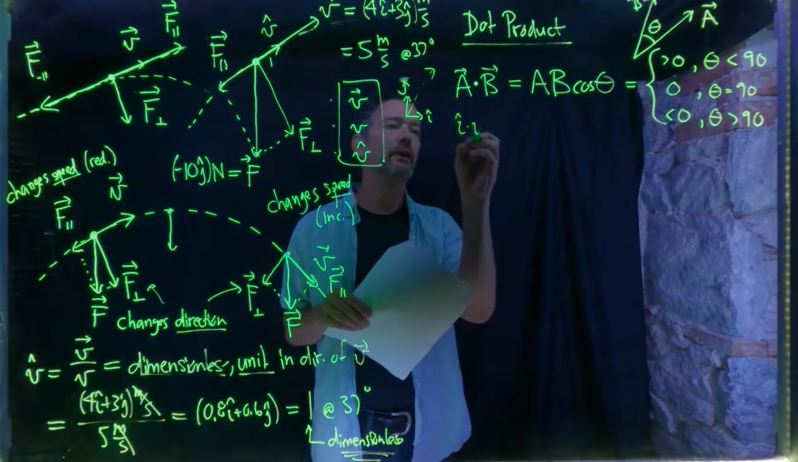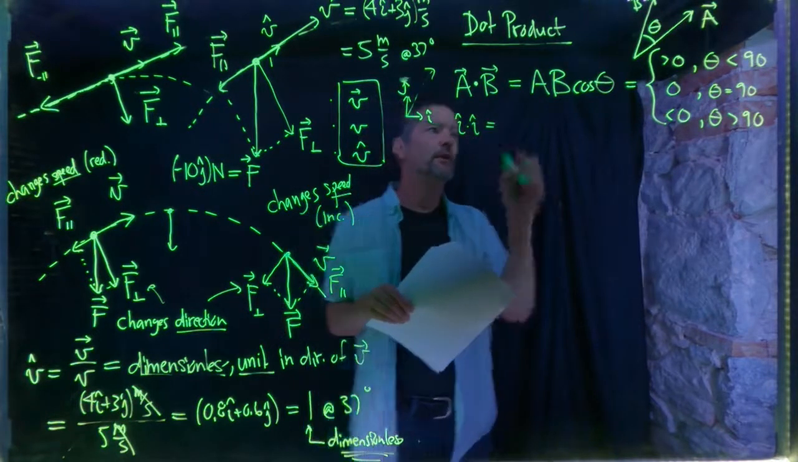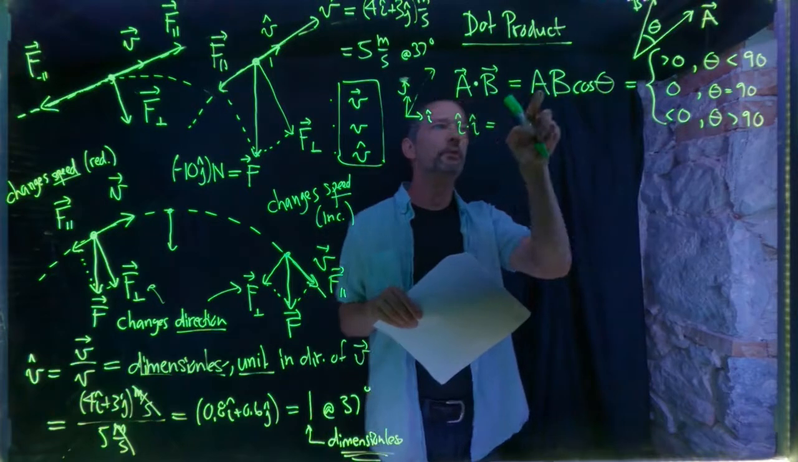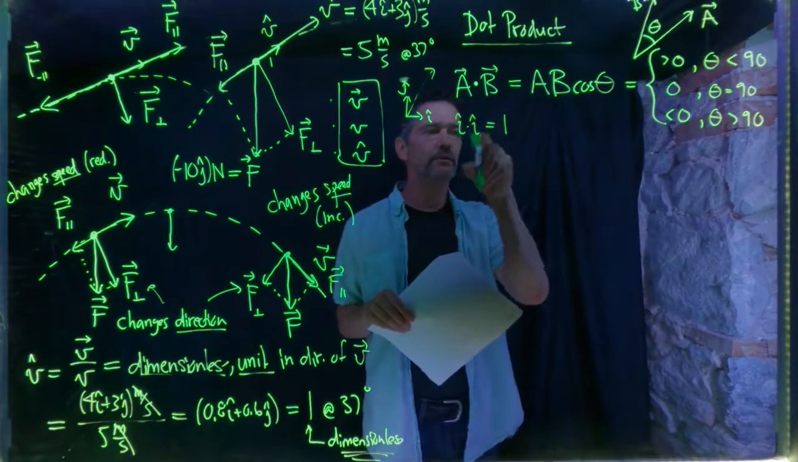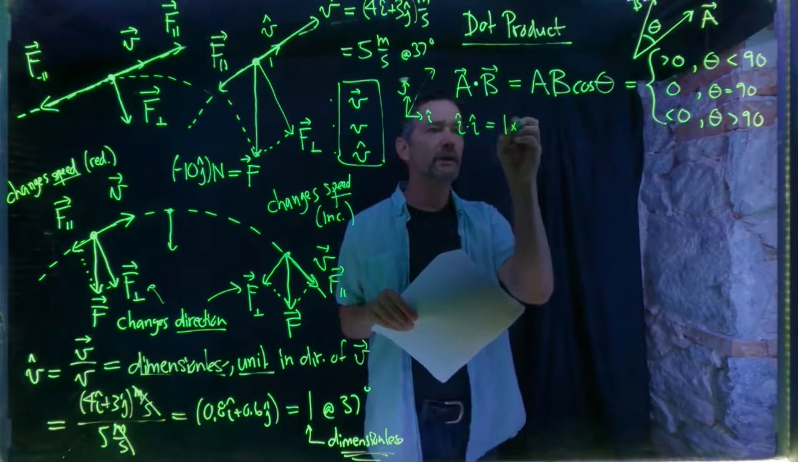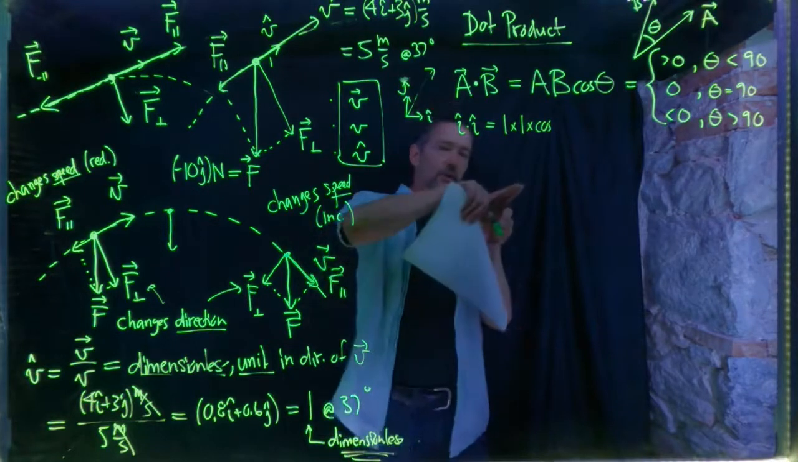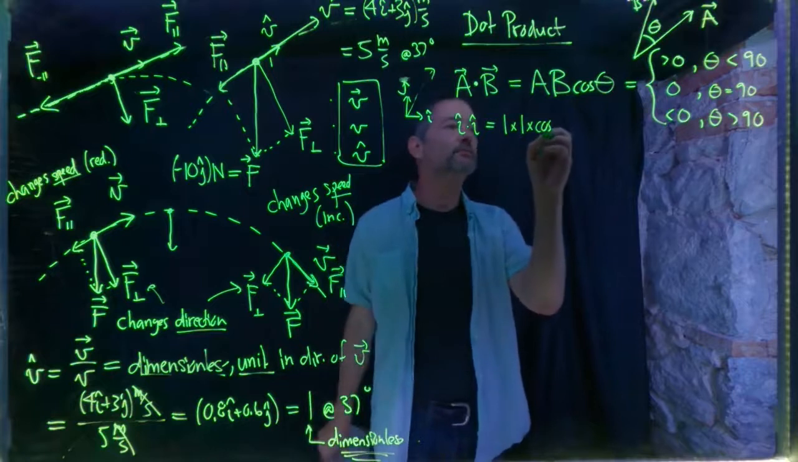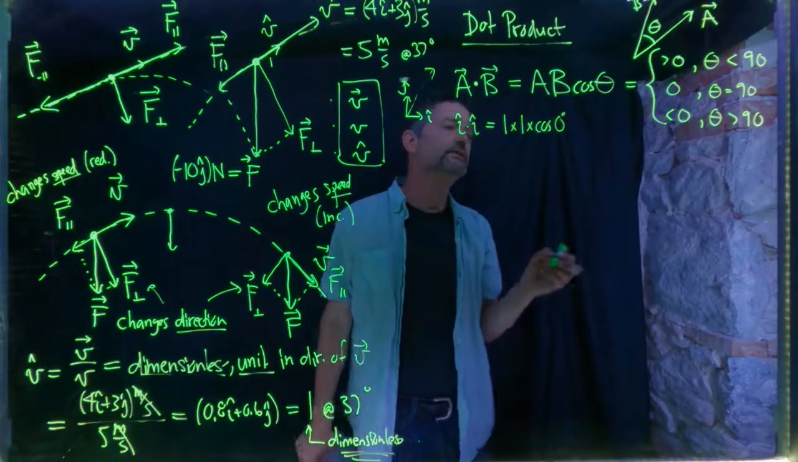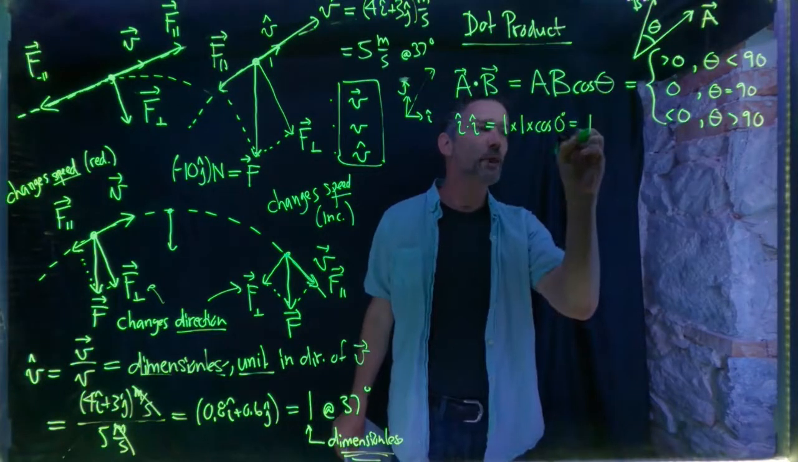So i hat dot i hat, so what's that? According to this definition, it's the magnitude of the first, well that's 1, because these are both unit vectors, times the magnitude of the second, well that's also 1, times cosine of the angle between them, well they're both exactly the same direction, so the angle between them is 0, and cosine of 0 degrees is 1. And so this is 1.